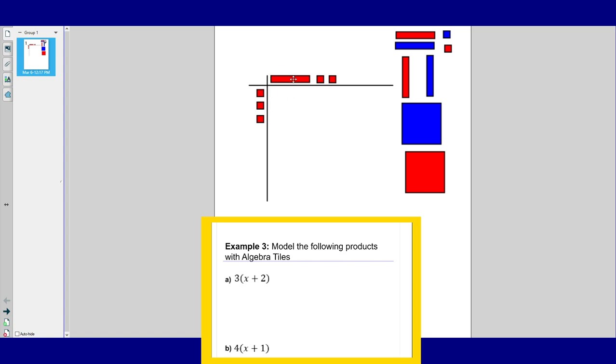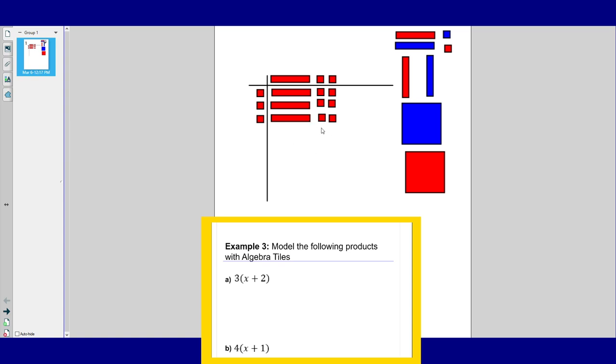So 1 times x will give me an x, right? So we have a shape to fill this spot. It's this wide and this long. We have another x, and then a square times a square, right? Or a length of 1 and a width of 1, we're going to get just a small square. And now everything on the inside is going to be our answer.